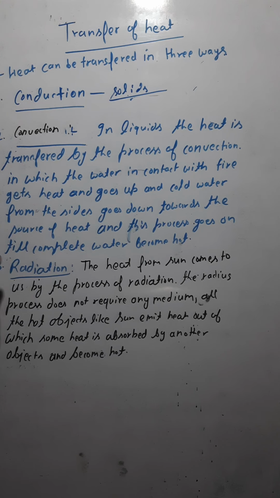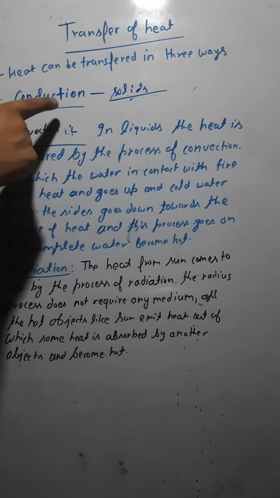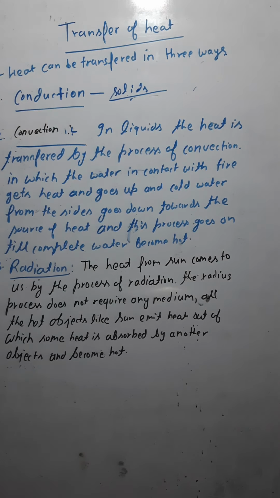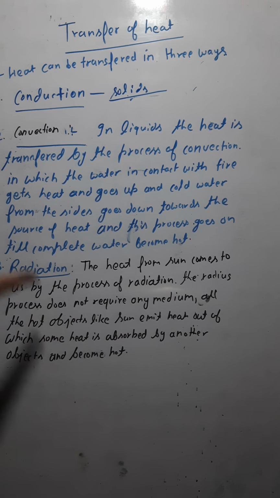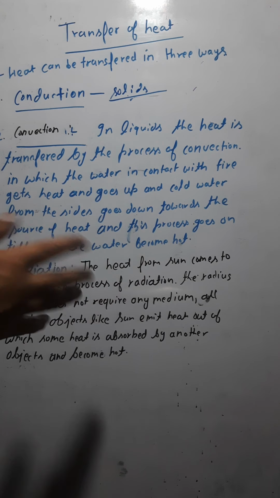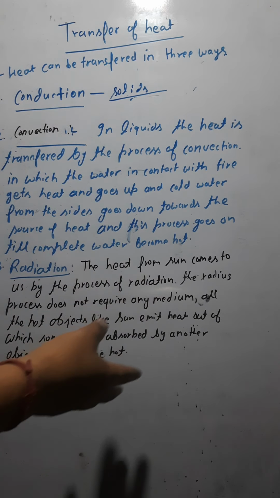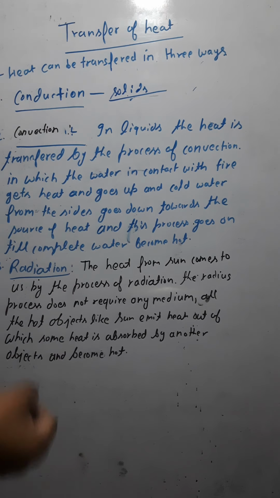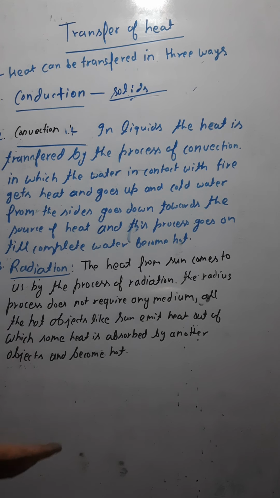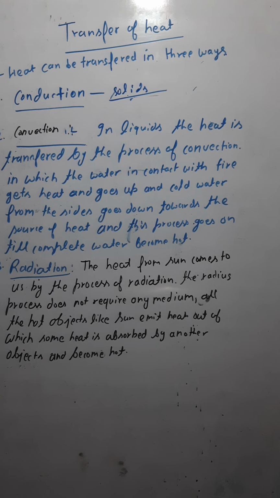The heat from the sun comes to us by the process of radiation. The radiation process does not require any medium. Like conduction requires a medium, and that medium should be solid. Convection requires a medium, and that should be liquid. But for radiation, there is no requirement of a medium. Whether the medium is there or not, the heat from the sun would reach you, isn't it? Yes. So the heat from the sun comes to us by the process of radiation.